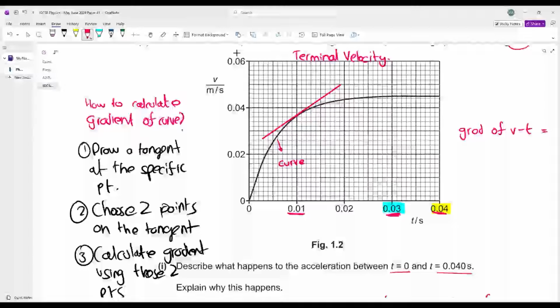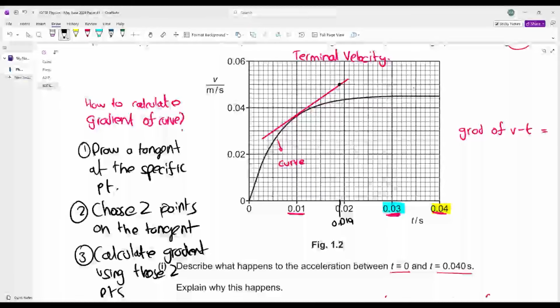I will try to make sure that the tangent is as accurate as possible, but pardon me for my drawing because I'm very bad at drawing. Okay, so this is your tangent. Let's pick up 2 points here. This is your first point. This is what?